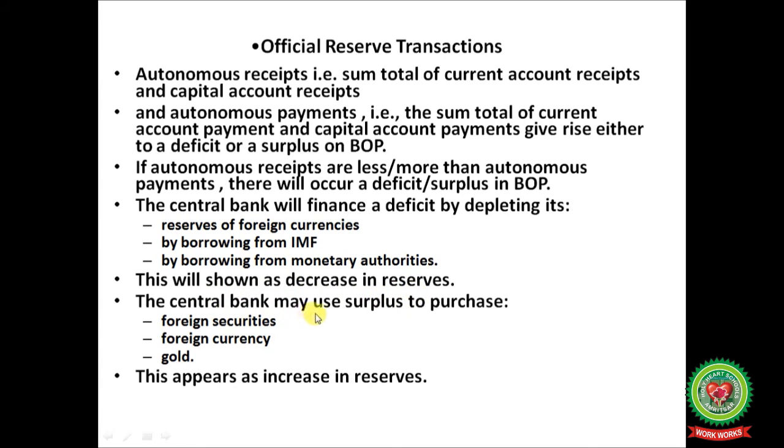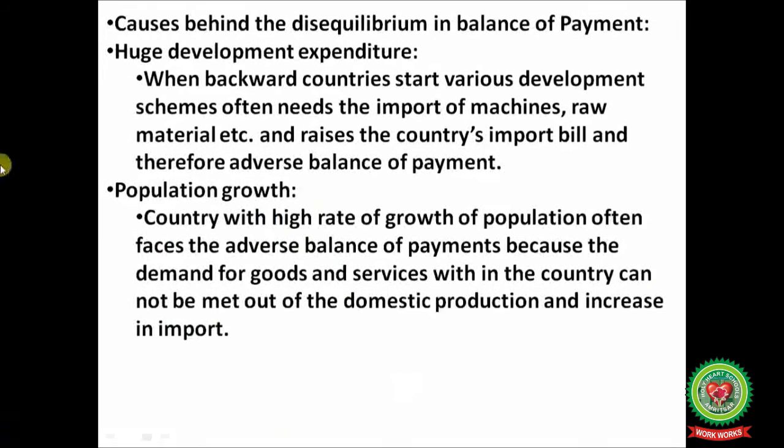The central bank may use a surplus to purchase foreign securities if there is a surplus in the balance of payment. In that case, the central bank will purchase foreign securities or foreign currency or gold. This appears as an increase in reserves.